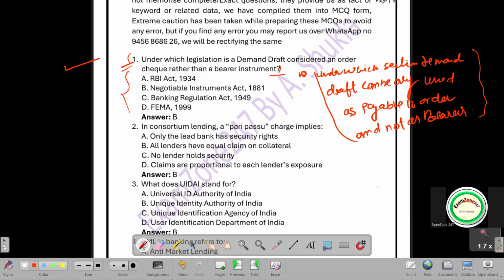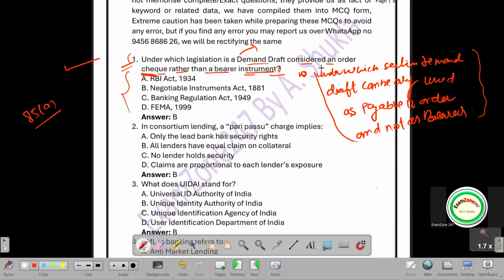Whenever such questions arise, you need to know what the question is asking about. In this question, it is asking that demand draft is considered as an order cheque rather than a bearer instrument. In which act? See, in this case, it is asking that demand draft is an order cheque rather than a bearer. It is clearly mentioned in 85A.